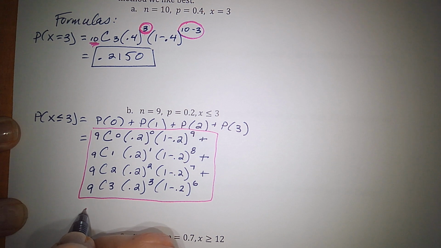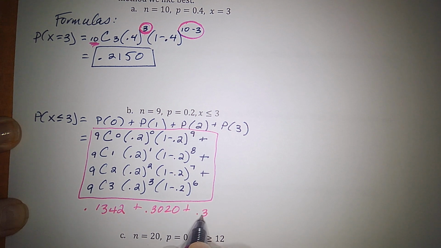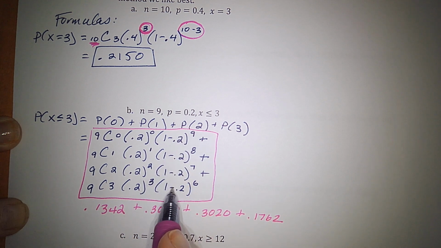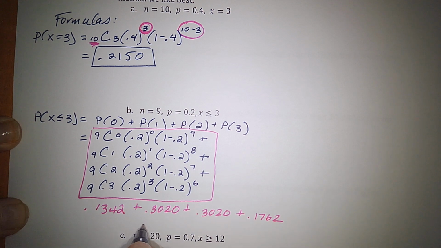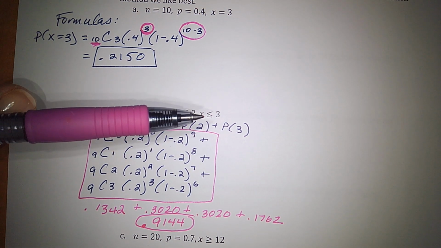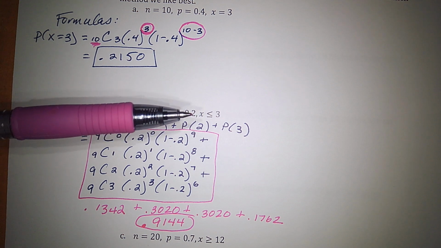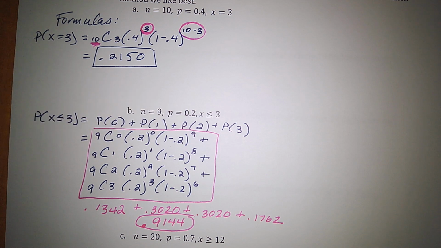I end up with 0.1342 plus 0.3020 plus 0.3020 plus 0.1762. And when I add those individual probabilities together, I get a total probability of 0.9144. So a 91% chance that I will select 3 or less successes out of 9 when each individual likelihood is 20% of succeeding.